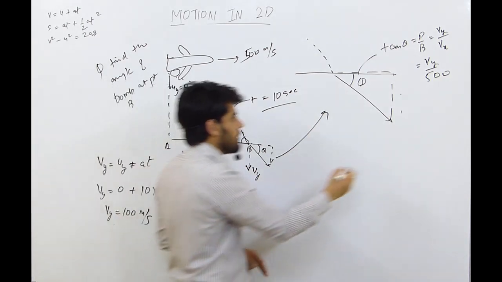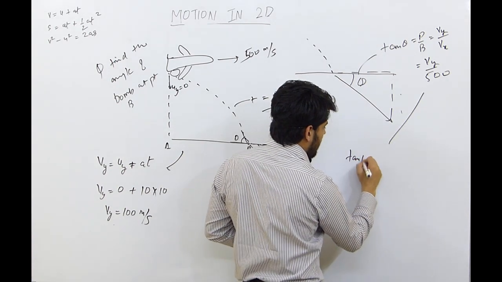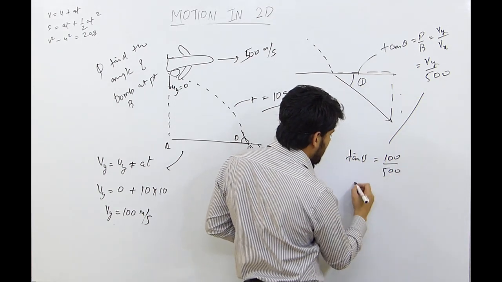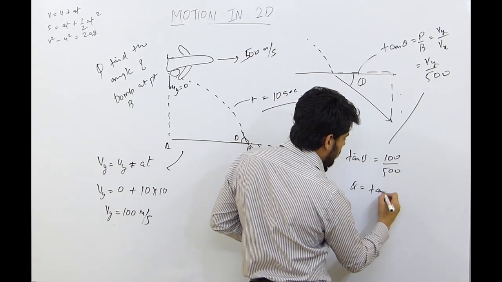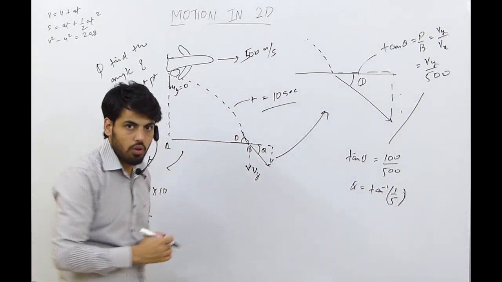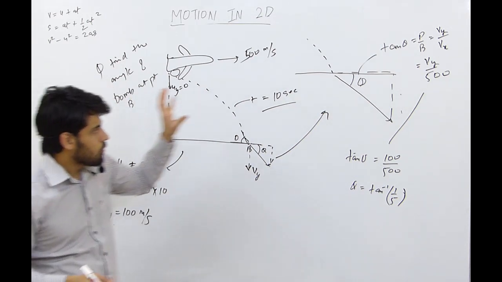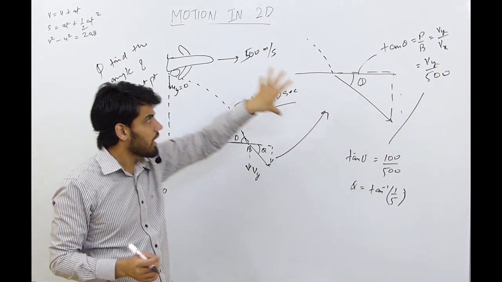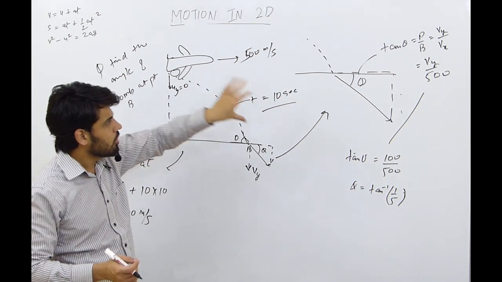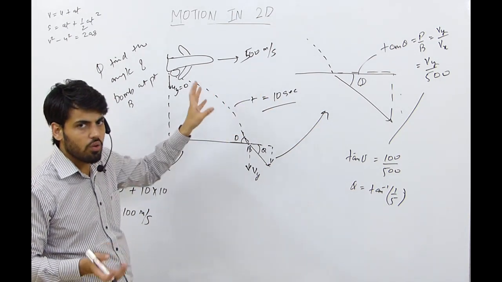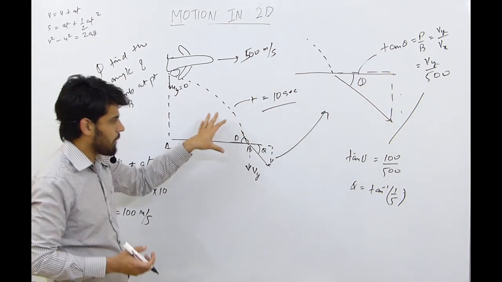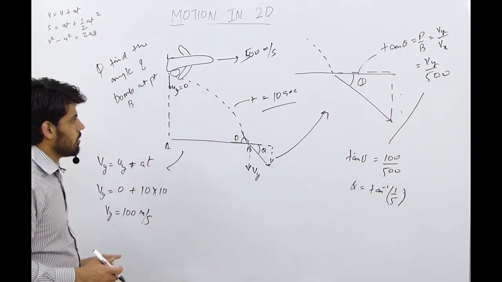Put that in the theta equation. So tan theta equals 100 by 500, and theta equals tan inverse 1 by 5. So this is the answer. The object of solving this numerical is to tell you how to calculate theta at any position. If he is asking this, you have to calculate both Uy and Ux, or Vy and Vx. Just remember this trigonometry formula: you can calculate the theta of a particular motion at any position.